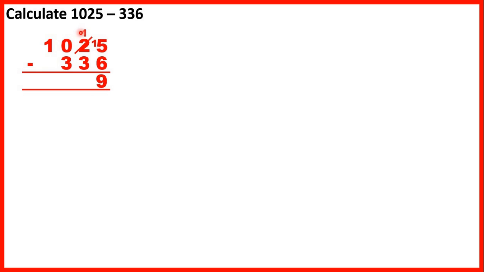We can't do 1 minus 3, but when we go to the left, we have a 0. So we need to go to the left again, 1 less, 1 in front, and now 1 less than 10 is 9, 1 in front, so we have 11 minus 3, which is 8. 9 minus 3 is 6, and 0 minus nothing is 0. So we get 689.